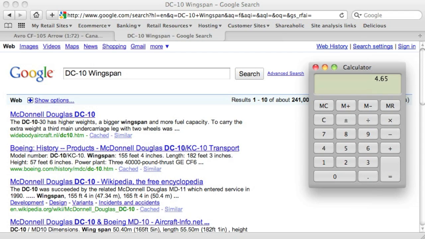What if it was 1/200 scale? Well, it's going to be twice as big, but we can do the calculation again. 155 feet divided by 200, and we're going to do it times 12, and it comes out at 9¼ inches, or twice the size of the 1/400 model. So I'll just recap.